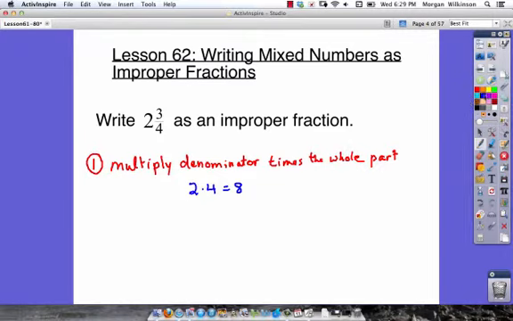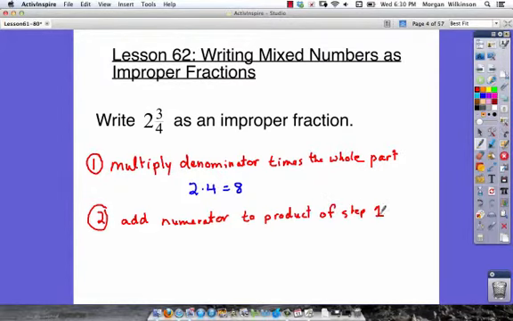That's our first step. The second step is add the numerator, this time 3, to our product from step 1. So if we go ahead and do that, our numerator is 3, and we're going to add it to the product of step 1, so we get 3 plus 8. And 3 plus 8 must be 11.